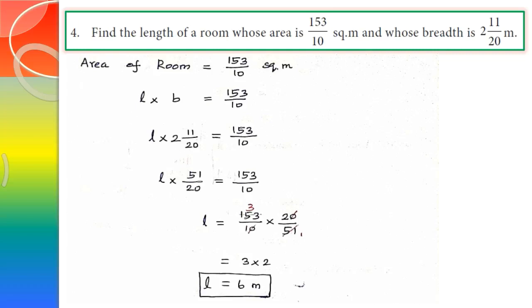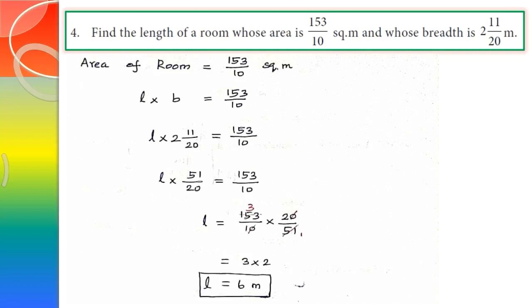L into 2 11 by 20, converted into improper, so 51 by 20, equals 153 by 10. L equals 153 by 10 into 20 by 51, as 51 by 20 moves to the other side. That is reciprocal. Cancelling 153 by 51, answer is 3. 0 0 cancelled. So remaining numbers are 3 and 2. So 3 2s are 6. That is the length, L equals 6 meter.